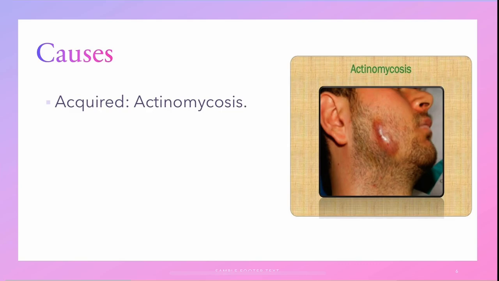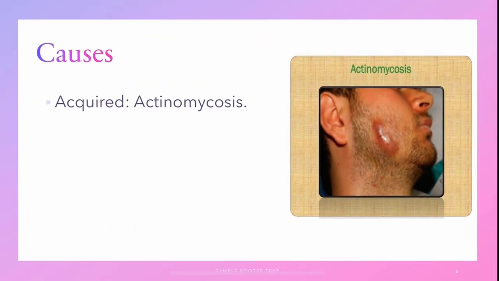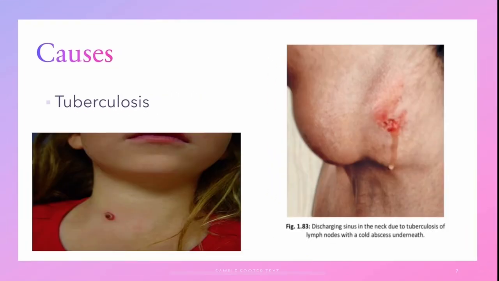Moving on to the acquired causes, we have actinomycosis. So guys, actinomycosis is a very rare subacute to a chronic infection, okay? It ranges from subacute to a chronic infection which is caused by actinomyces. This leads to sinus. So you can see a picture of actinomycosis here, leading to the sinus formation.